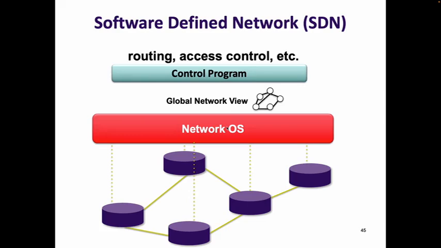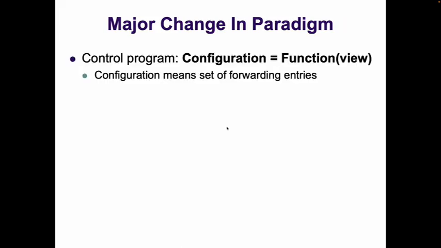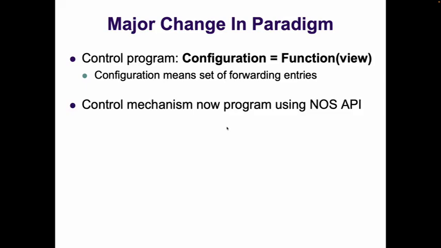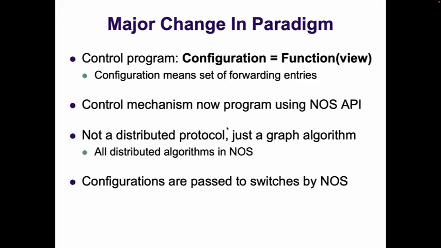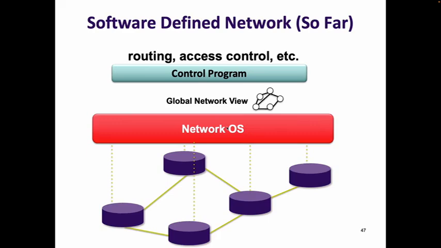So you can see that this is a major change in the paradigm, that rather than building this complicated distributed algorithm, the control program is merely applying a function to this global view. I just say, if that's what the network looks like, this is what I want the routing state to be. You write a program, a graph algorithm. So the control program is now just a program over the network operating system API, and it's just a graph algorithm. So all the distributed algorithms are in the network operating system. And the way you configure is just a program looking at a graph. And then the results of that are passed back to the switches. So software-defined networking so far just looks like this.